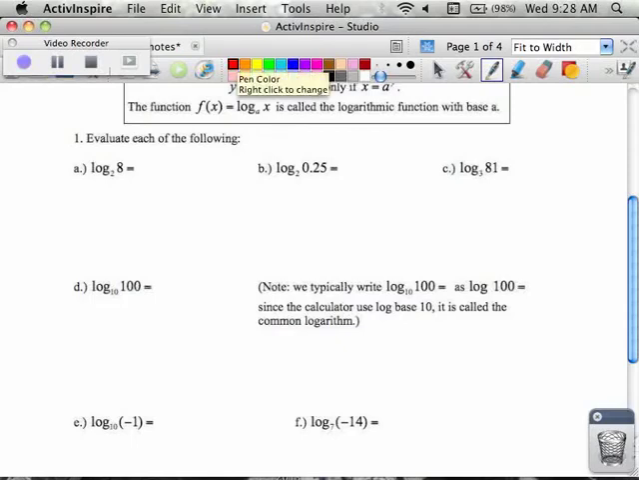Example number 1. It says the log base 2 of 8. Now, if you look at your calculator, which is a super powerful tool, just like me, you'll notice that there is no log base 2 on there. So you're screwed. Yay. So I'm looking for the answer.